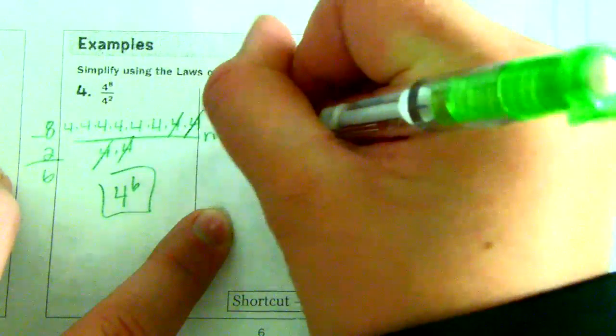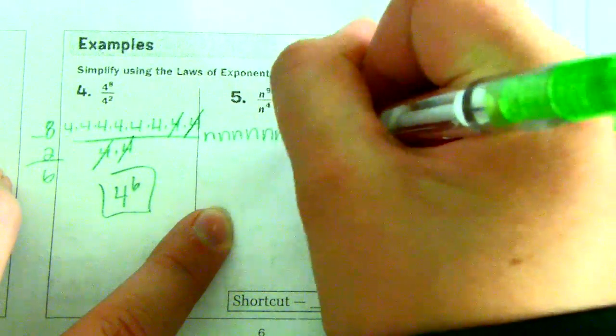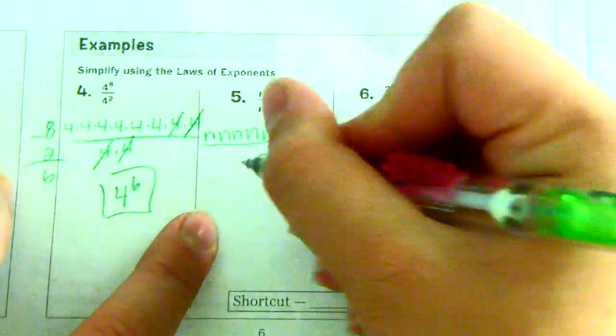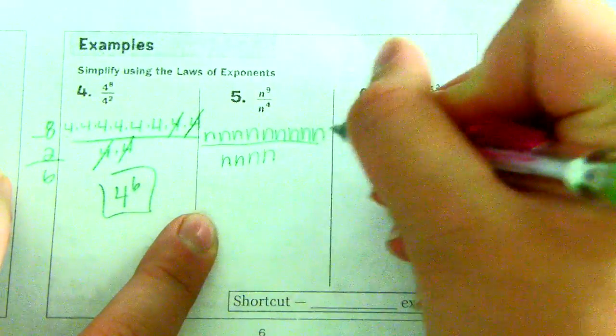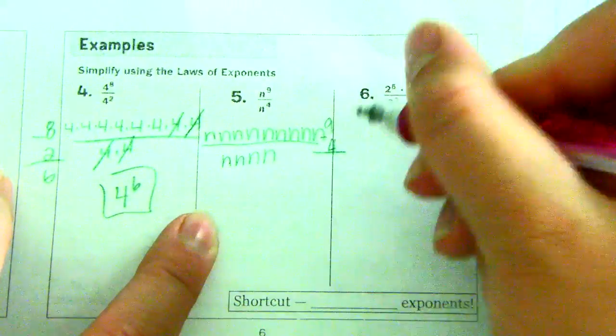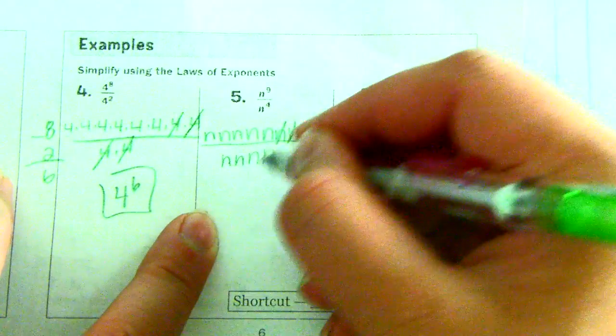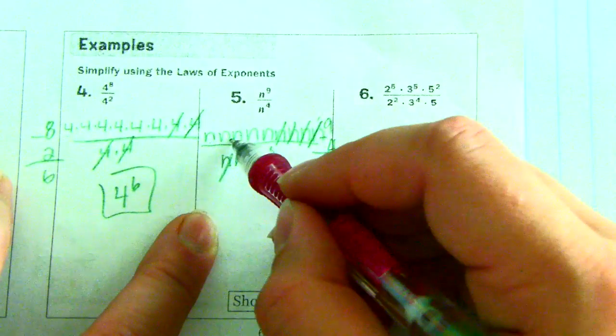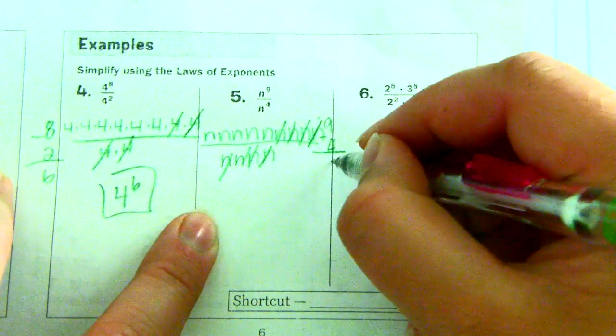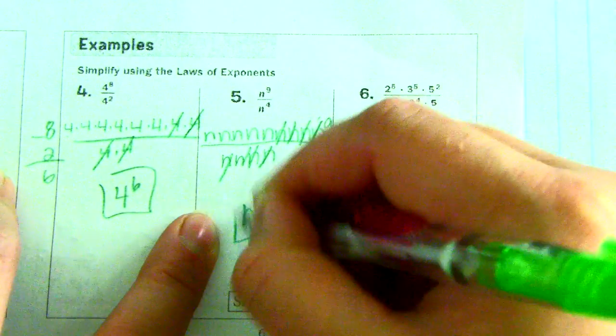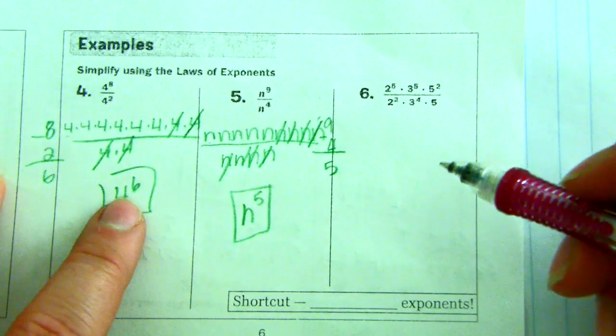This one we have 9 4s. Oh my gosh. 1, 2, 3, 4, 5, 6, 7, 8, 9. 9 in the top, 4 in the bottom, 9, 4. If we subtracted those, got rid of the 4 on top that matched the 4 on the bottom, 1, 2, 3, 4, 5. Left with 5. 9 minus 4 is 5. 4 to the fifth.